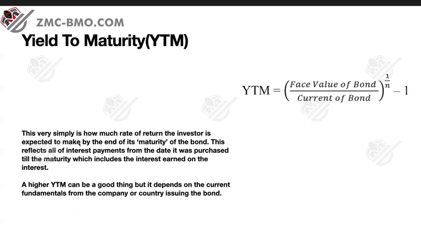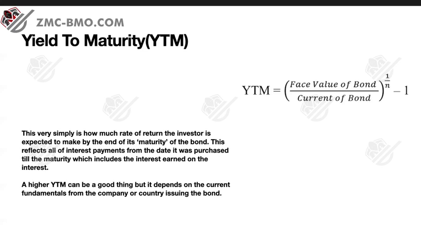So by the end of its maturity basically means by when it ends. And a high yield to maturity can be a good thing, but it depends on the current fundamentals of the company or country issuing the bond. So that is something to note, because the higher the yield to maturity, it does have its positives and its negatives, of course. We do have to be very careful when looking into this, more to do with the fact that investors look more at the coupon rate, which we'll get onto in a second. Traders at banks, etc., look at the yield to maturity a little bit more than the coupon rate.